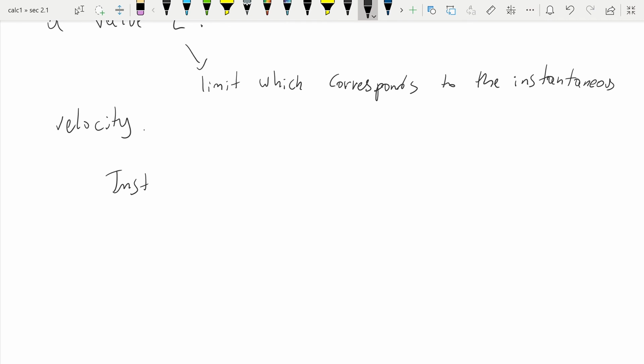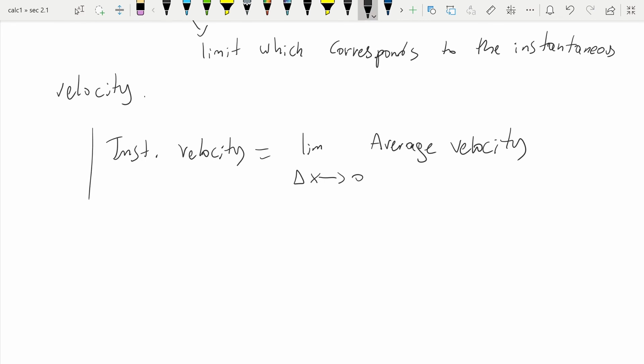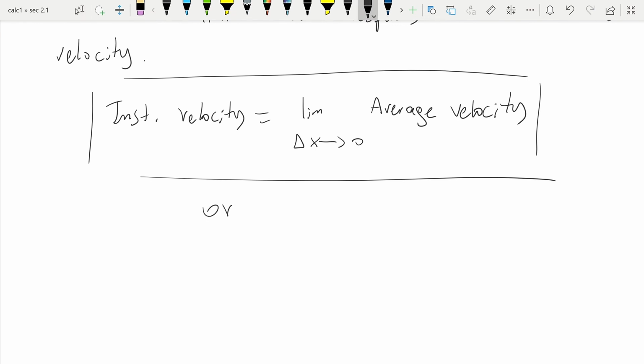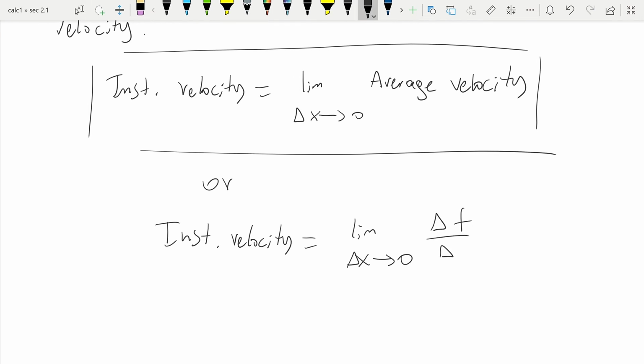In other words, the instantaneous velocity is equal to the limit as delta x goes to 0 of the average velocity, the limit as delta x approaches 0 of delta f over delta x.